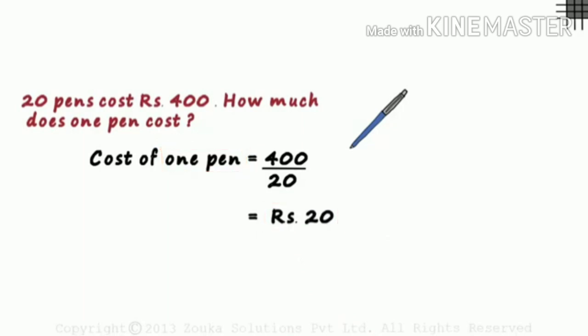So this problem was very simple. If we are given the total cost of many items, we divide the total cost by the number of items to find the cost of one item.